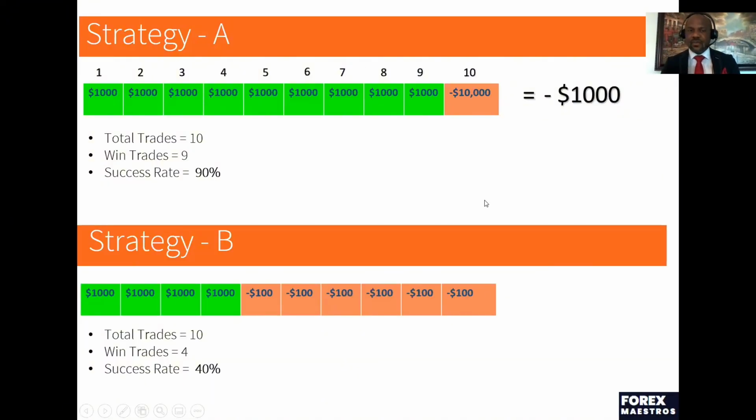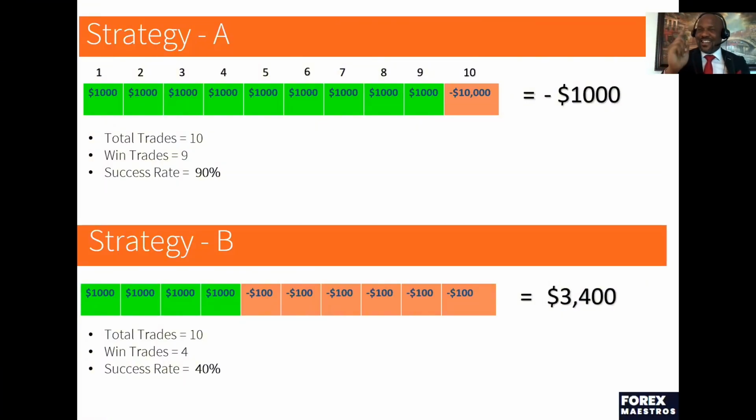Trader B, look at his trades. The first one he made $1,000, second $1,000, third $1,000, fourth $1,000. Then from the 5th to the 10th, he lost $100 each time. Now, after 10 days, he's left with $3,400. You say, wow. So which trader will you choose now?